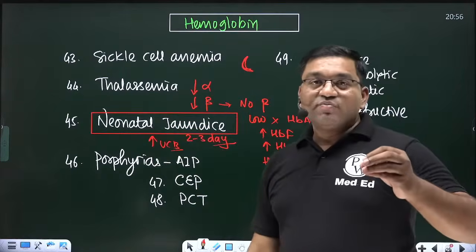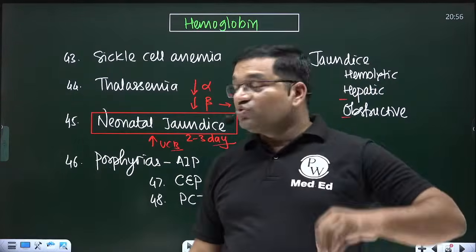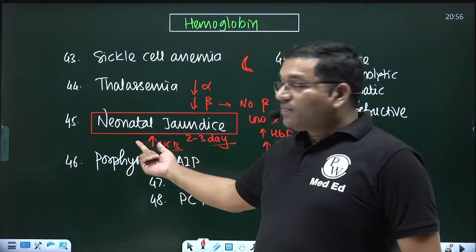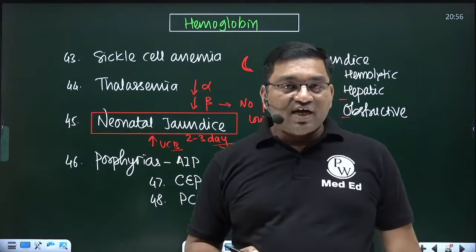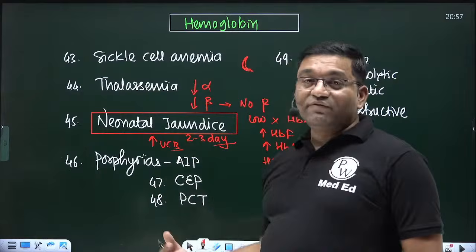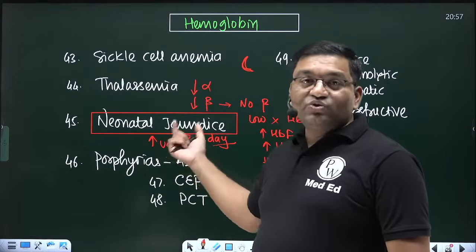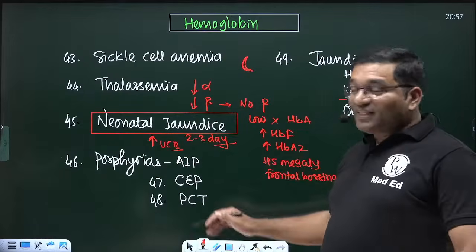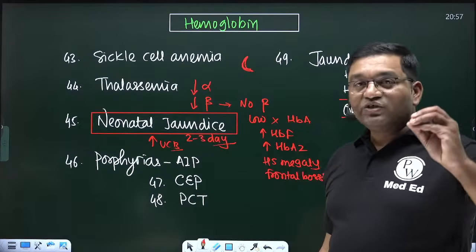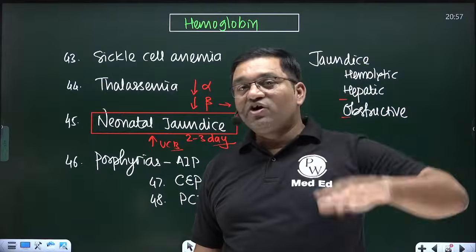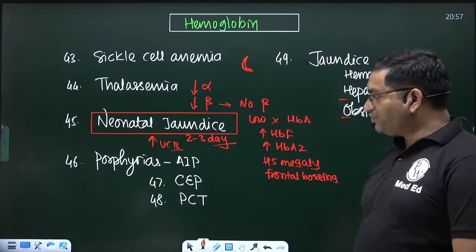This is because of rapid hemolysis of the RBCs in the neonate and the inability of the immature liver to take up and conjugate bilirubin. It is pathological when it appears within 24 hours, which is mainly because of Rh incompatibility or ABO incompatibility.